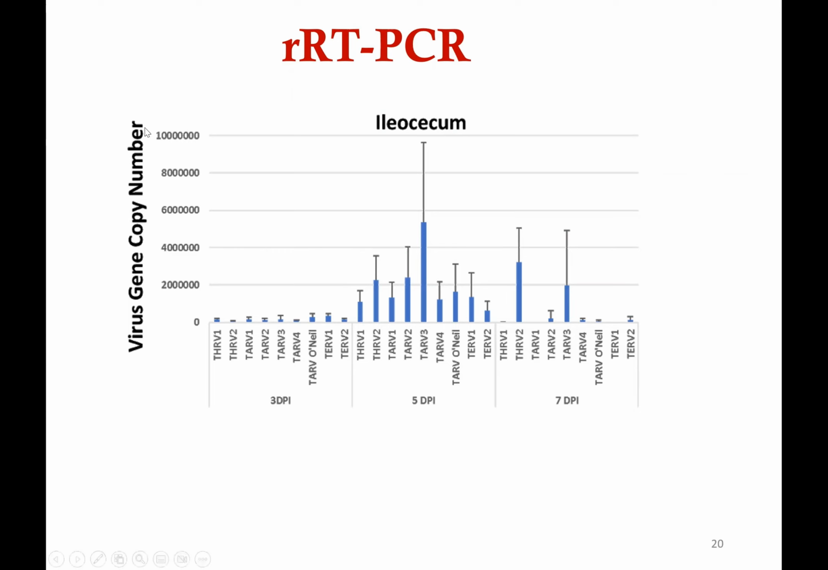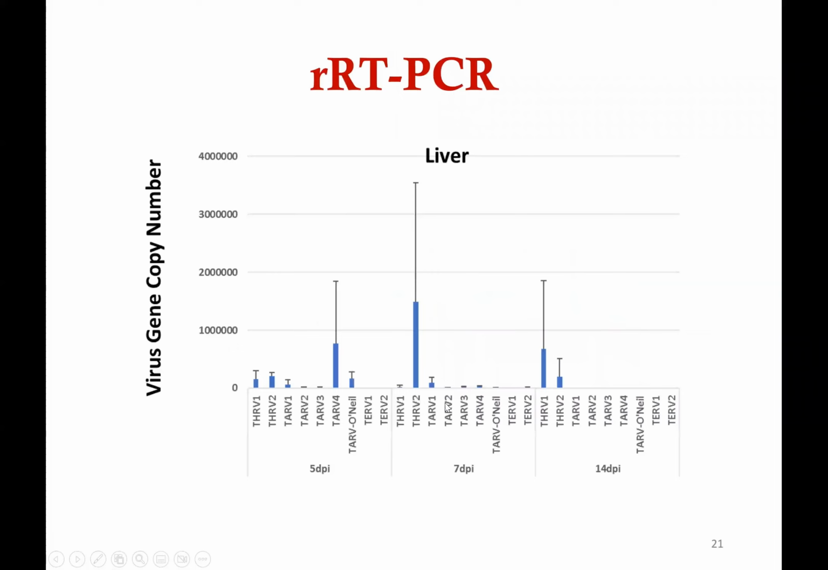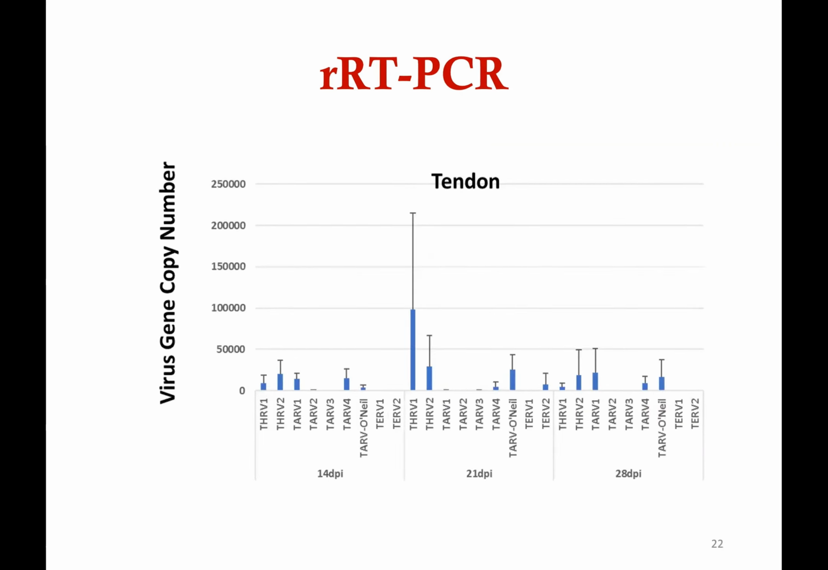This is the virus gene copy numbers on the vertical axis and days post inoculation on the horizontal axis. But this pattern was different in the liver. So only the hepatitis reovirus have high gene copy numbers, and some arthritis reovirus also show gene copy numbers here. In tendons, to our surprise, in addition to our Tar O'Neill reference strains, we have seen very high copy numbers of hepatitis reoviruses in tendons.